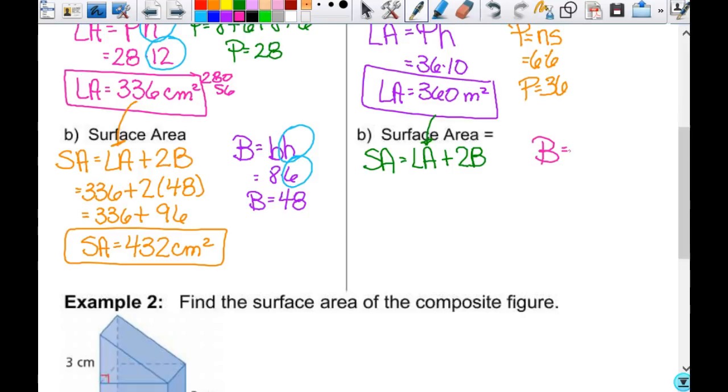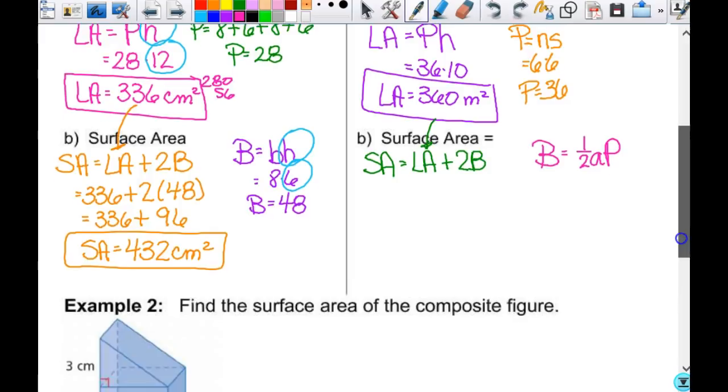How do you find the area of a regular hexagon? 1/2 apothem times perimeter. If you thought you could avoid those when we were done with them, you were sorely mistaken because they're going to be around for a long, long time. Bless you. All right, so I go back up here.